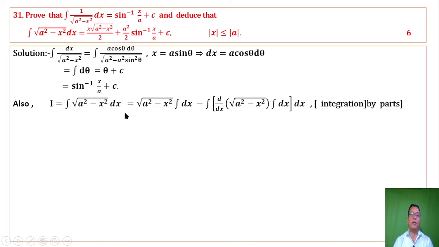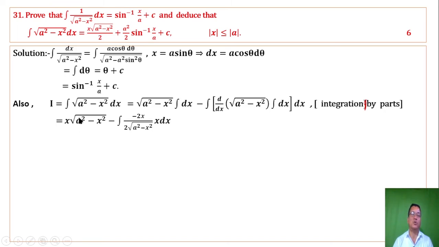For the second part, also I equal to this. We have to apply integration by parts. The first function is the square root of a square minus x square. The second function is 1. That is, first function unchanged into integral of second function, minus integral of derivative of first function and integral of second function, that is 1. We are ended with the x, whose integral is x.